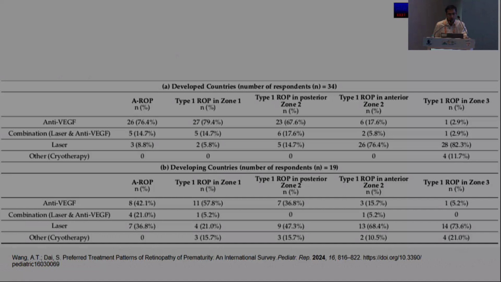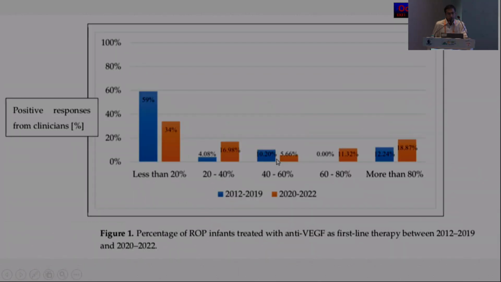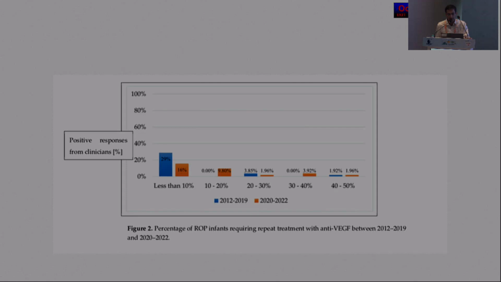So this is the table which I have referred from the study which has been published in 2024. What we can see is that anti-VEGFs have been commonly used in aggressive ROP, in zone 1, in zone 2, type 1 ROP. So this is one of the preferred patterns from the clinicians. For less than 20% of the infants being treated, 34% of the clinicians wanted to give them anti-VEGFs. However, we can see the number of anti-VEGFs being given has increased considerably since the pandemic.